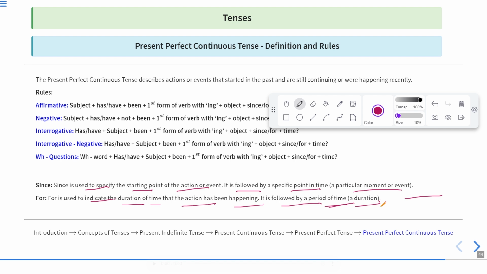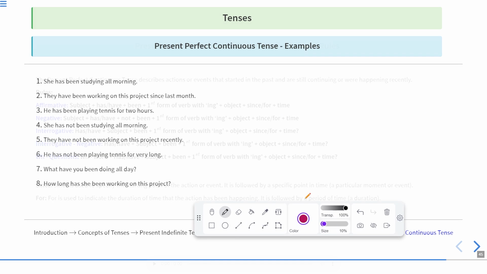For example, Monday is a particular day or point of time, so we use since Monday. And if I say 2 days, 2 days can be counted: 1 day, 2 days. In 2 days, 2 and then days are the units for the word 2. So with 2 days we should write for. So when the units are given, we use for, and since is used for a particular day, particular time, particular duration, which is mentioned as it is. Okay. Now let us see the examples.